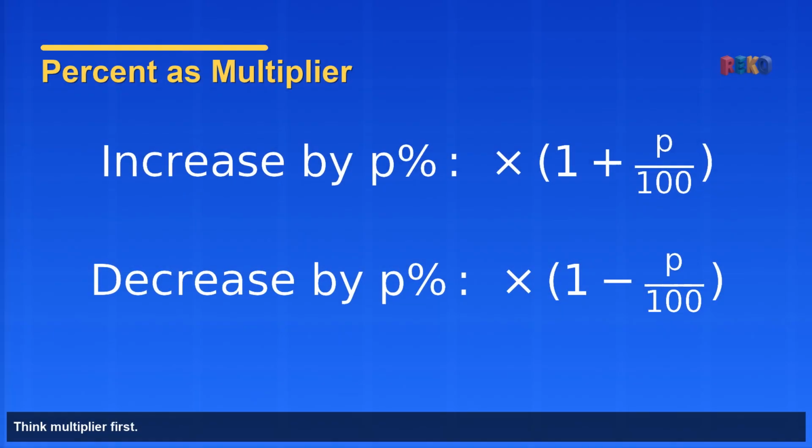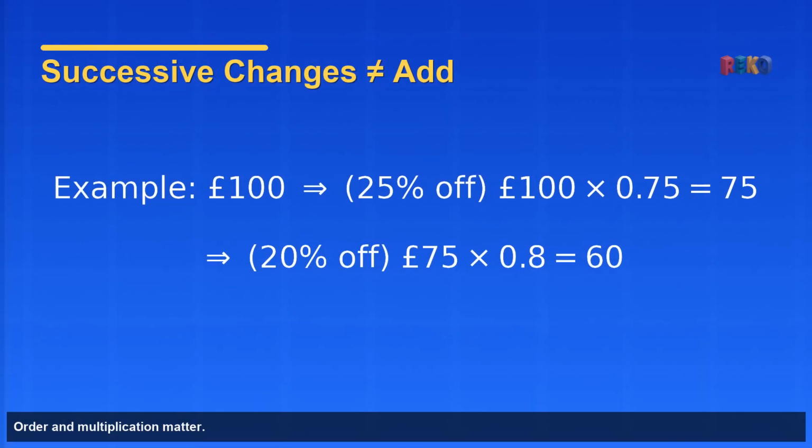pro. Key idea: turn every percentage into a multiplier. Increase by p% means multiply by 1 plus p over 100. Decrease by p% means multiply by 1 minus p over 100. Start at 100 pounds. First, 25% off gives 75. Then 20% off gives 60. Overall multiplier 0.75 times 0.8 equals 0.6. That's 40% off, not 45.